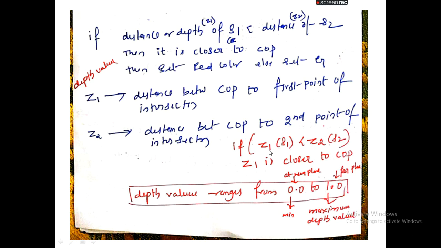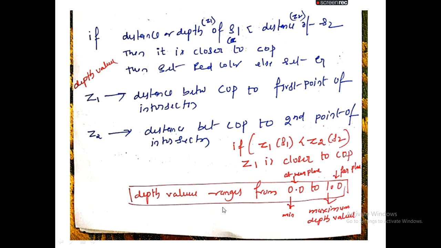Here, if the distance of surface S1 is less than the distance of surface S2, it means that Z1 is closer to the center of projection. Then we need to display the color information of surface S1 on the screen of the monitor.